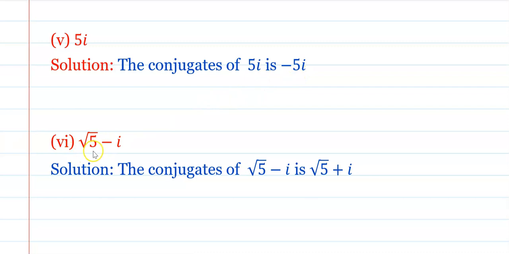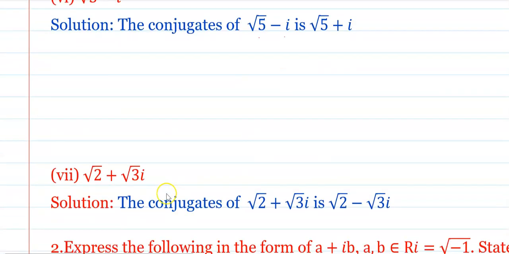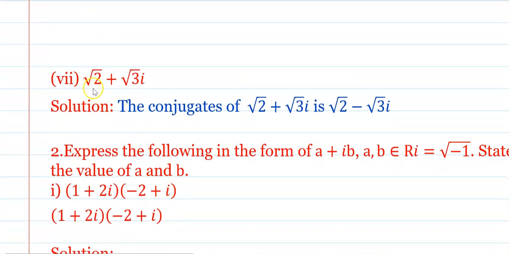Conjugate of next example, root of 5 minus i. Again we change the sign of the imaginary part. Therefore the conjugate of root of 5 minus i is root 5 plus i. Okay. Next, 2 plus root 3i. Again the conjugate of 2 plus root 3i is 2 minus root 3i. Okay.